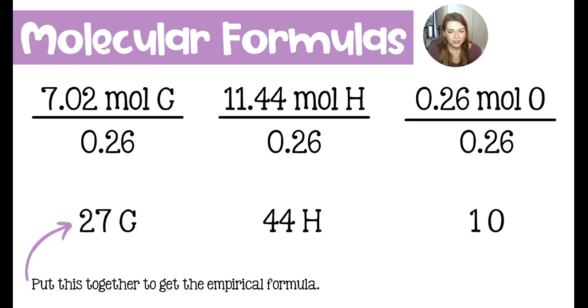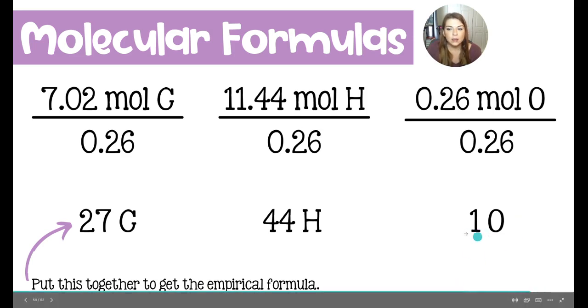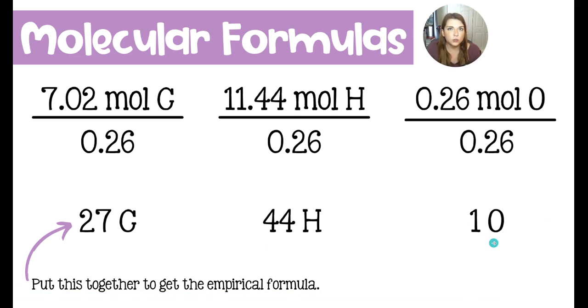The molar mass of this substance was pretty large, so it makes sense that we would have 27 carbons and 44 hydrogens and just 1 oxygen. This is a big molecule. Putting this all together is actually going to give us the empirical formula, remember, because we would be trying to reduce the subscripts. And if we have a subscript of 1, we can't reduce it anymore. So this in total is going to give us the empirical formula. You may have noticed that the steps up until this point were exactly the same.